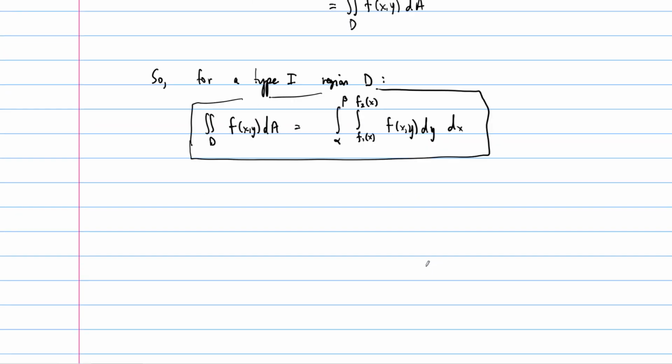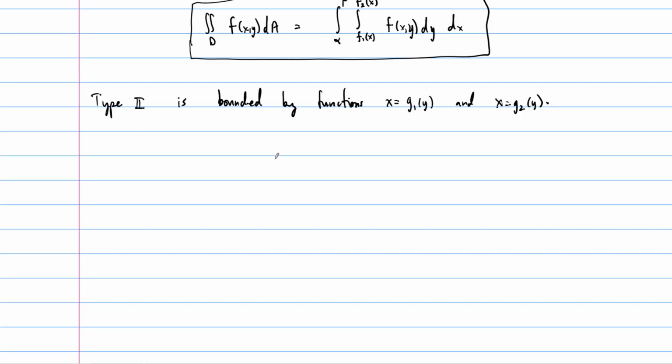All right, you can probably guess then that a type 2 region is just going to be the same, but bounded in the other direction. So type 2 is bounded by functions x equal to g1 of y and x equal to g2 of y.